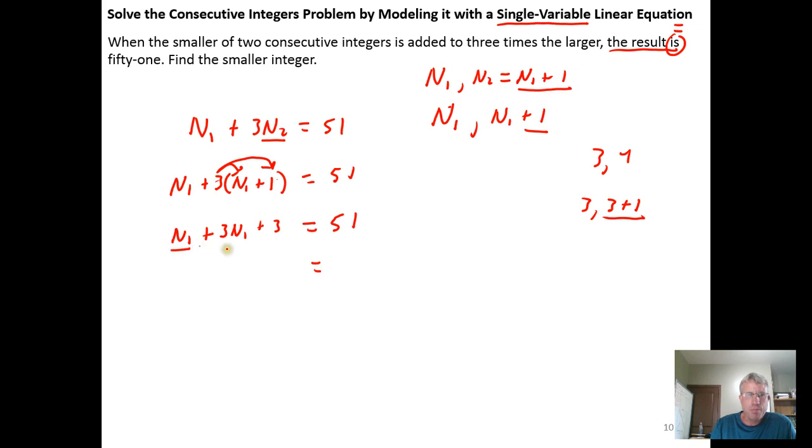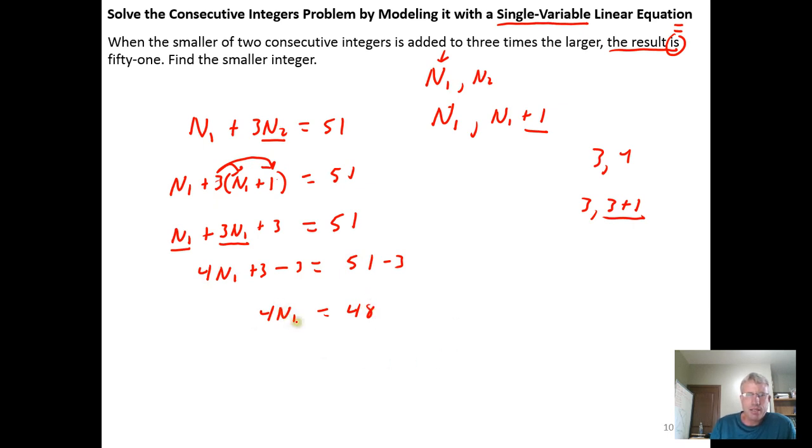I have like terms. I have 1 n sub 1 here plus 3 n sub 1s here, so that's going to give me 4 n sub 1s plus 3 equals 51. I need to get the n sub 1 by itself. I would like to know what this first integer is. So I'm going to take and subtract 3 from both sides. So 3 minus 3 is 0. 4 n sub 1 plus 0 is just 4 n sub 1, and 51 minus 3 is 48.